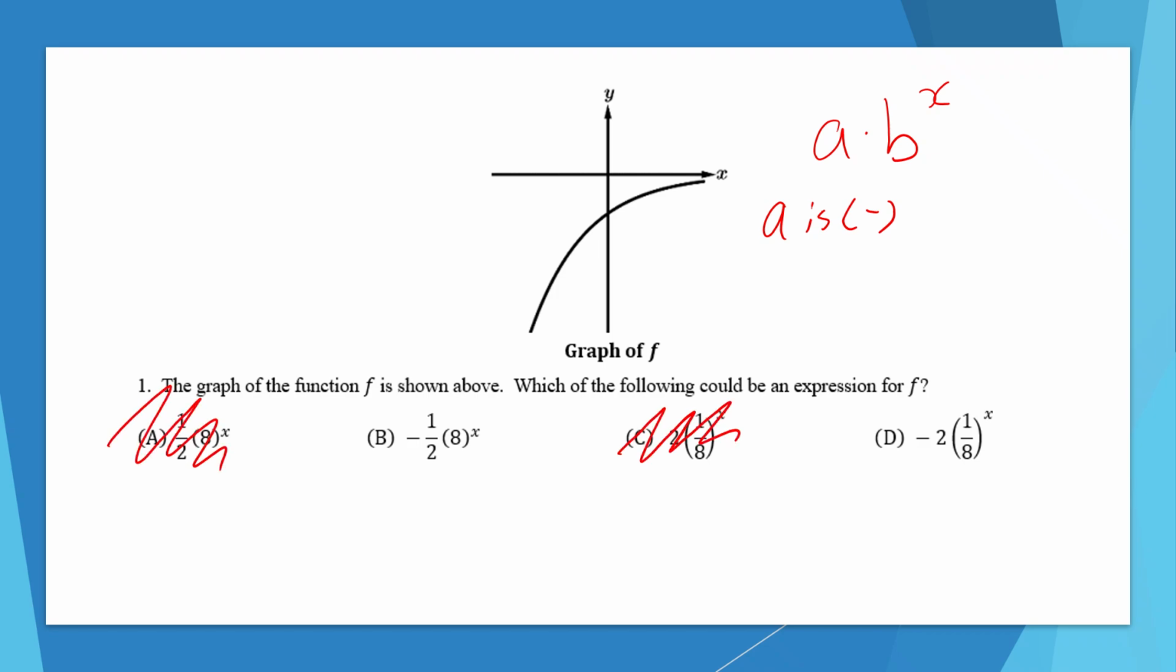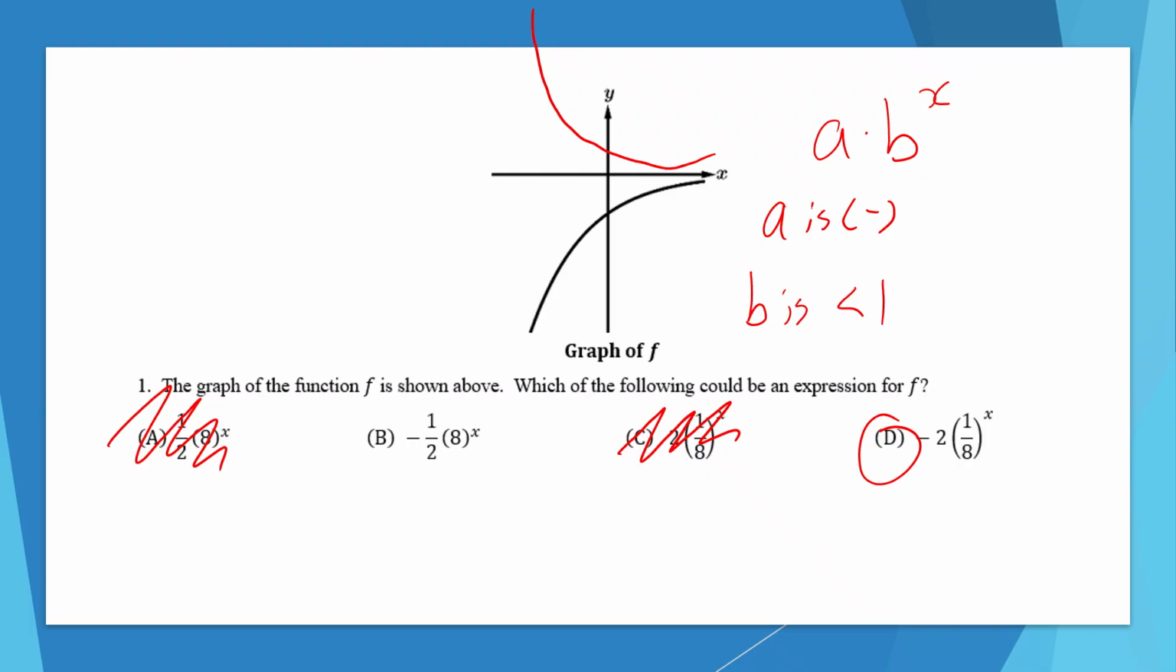And then to determine what our b is, our b should either be greater than 1 or less than 1. And so I kind of want to reflect it back. If I reflected it back, this is an example of a reflected exponential decay. And decay is when b is going to be less than 1. So that's what we're looking for here. So D should be our answer.